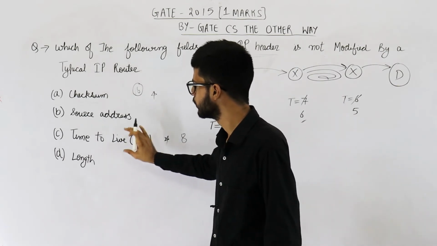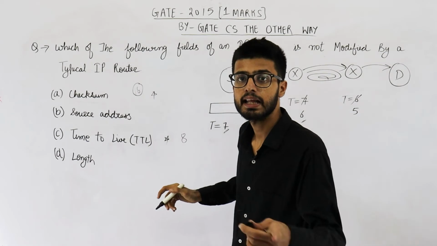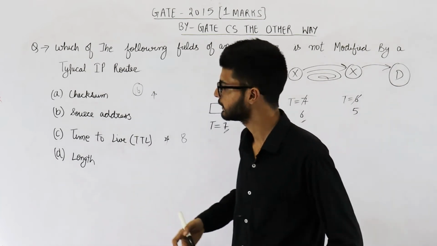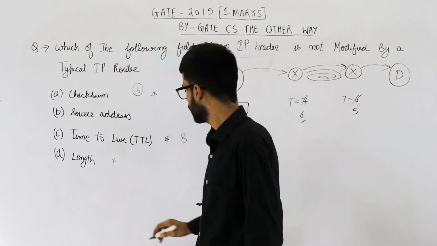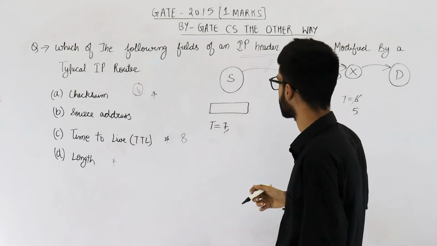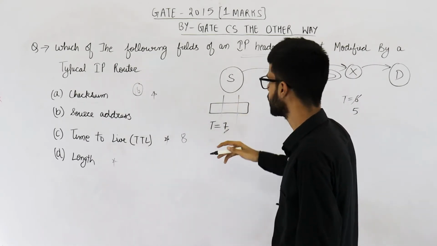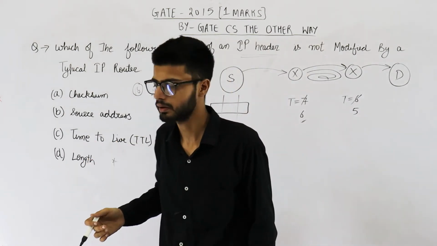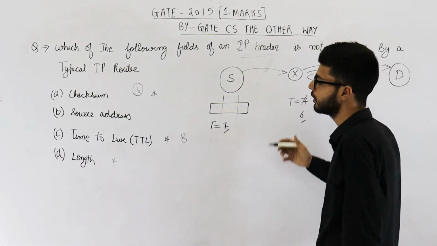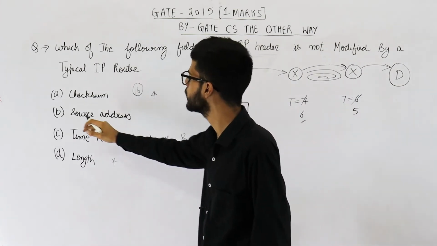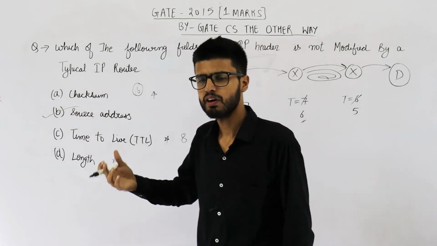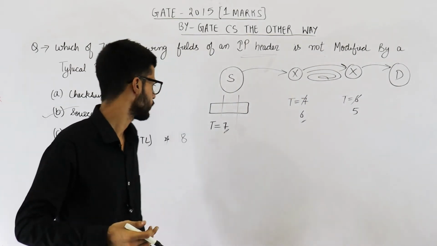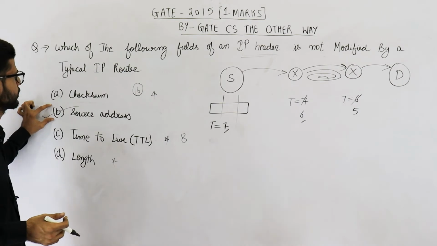Length may not change if you are updating TTL, but length may change if the router decides to fragment the packet. Okay. So option D also may change sometimes. If this is the packet and router decides to fragment it, means create smaller parts from that packet such that they may be transmitted over some network. Okay. So length may also change at times. The only field that will never change is option B, source address. Okay. Why would a router modify the source address from where packet originated? We don't find any valid reason for this. Okay. So answer to this question is option B.